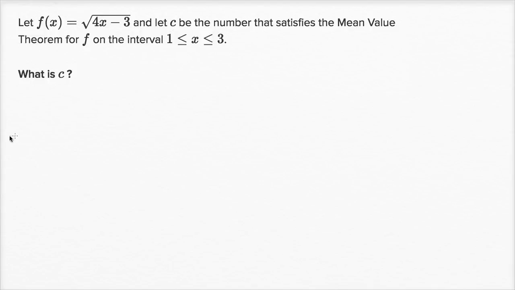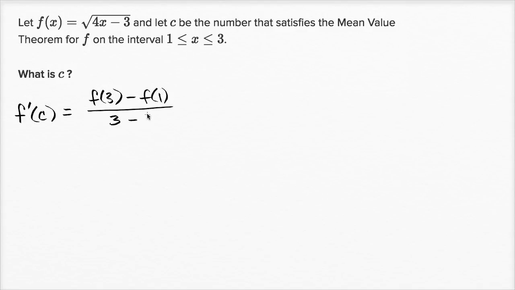This means that over this interval, x equals c is a point where the slope of the tangent line at x equals c, so I could write f prime of c, so that is the slope of the tangent line when x is equal to c. This is equal to the slope of the secant line that connects these 2 points. So this is going to be equal to the slope of the secant line that connects the points 3, f of 3 and 1, f of 1. So it's going to be f of 3 minus f of 1 over 3 minus 1.